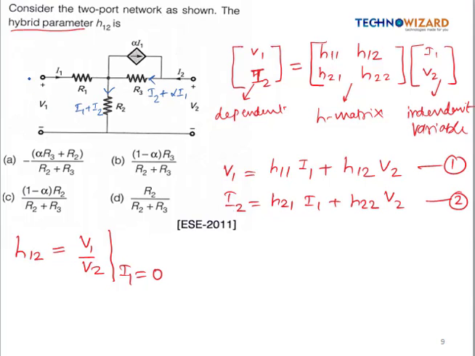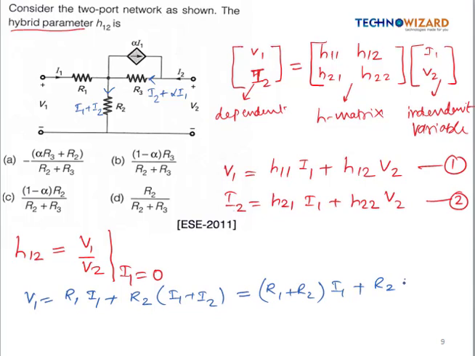So we can write the expression for V1 by applying KVL in this loop. V1 is equal to R1 into I1 plus resistance R2, with current flowing I1 plus I2. It can be simplified as R1 plus R2 into I1, plus R2 into I2, right? So suppose this is equation A.